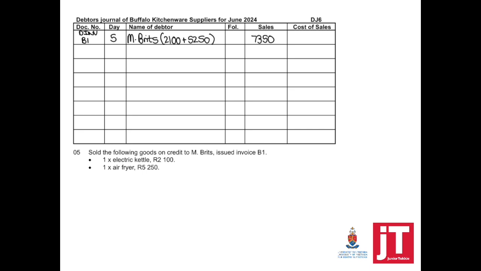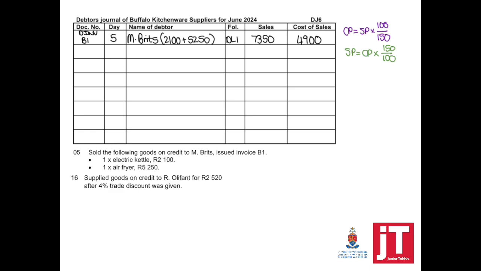7,350. Now we need to use the markup percentage, which was 50%, to calculate the cost. To calculate the cost, we have to take the selling price times 100 divided by 150. So that equals 4,900. On day 16, supplied goods on credit to A. Olifant for 2,520 after 4% trade discount was given.